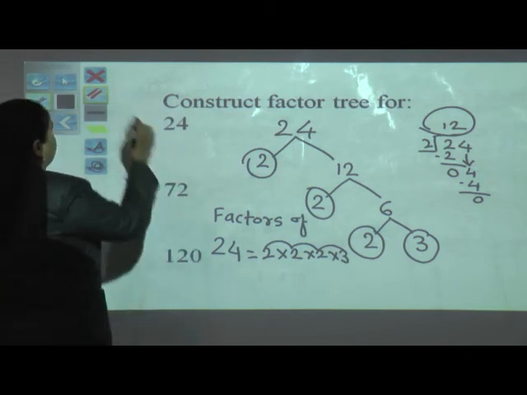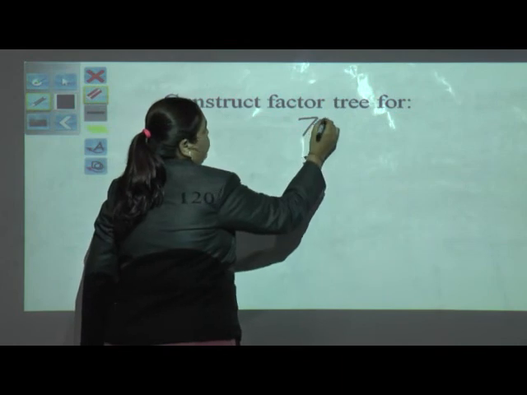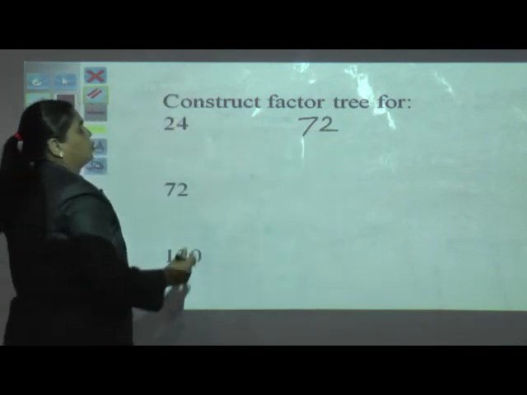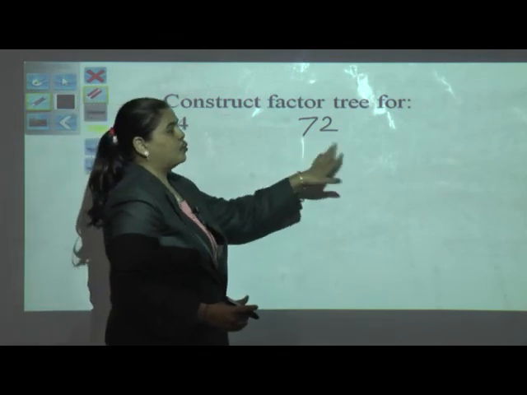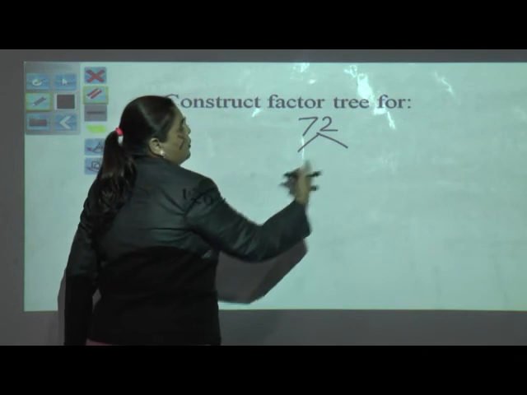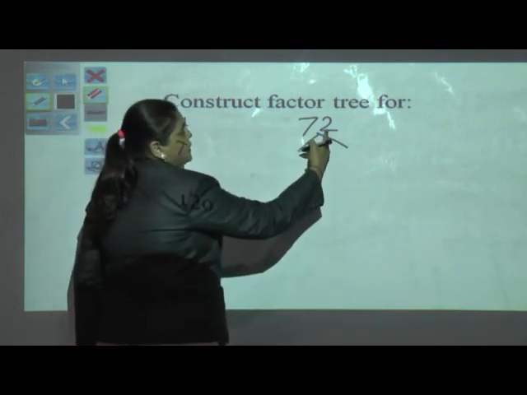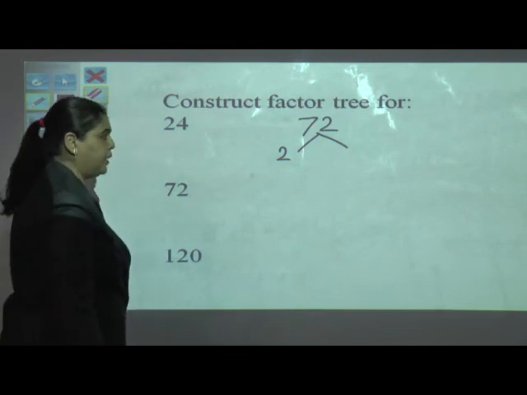Now we will go for another example, that is 72. We are going one by one to the higher number. I will give the tricks in between on how to solve this. Here 72, again we are going to bifurcate. Again it is an even number, so we will write a 2 here, we will divide by 2.